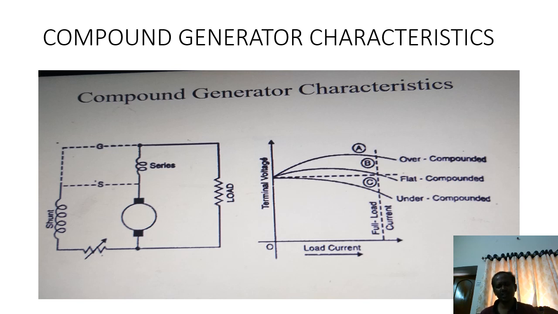When we consider the cumulative compound generator, the shunt field flux adds with the series field flux, and we get the cumulative compound generator. When you subtract the shunt field flux from the series field flux, we get the differential compound generator. So here there are over compounded, flat compounded and under compounded types of characteristics.